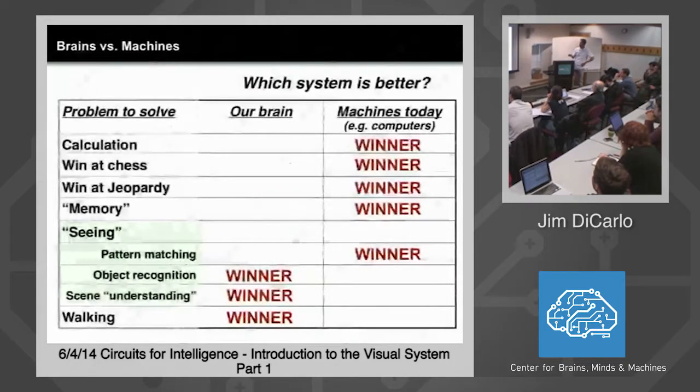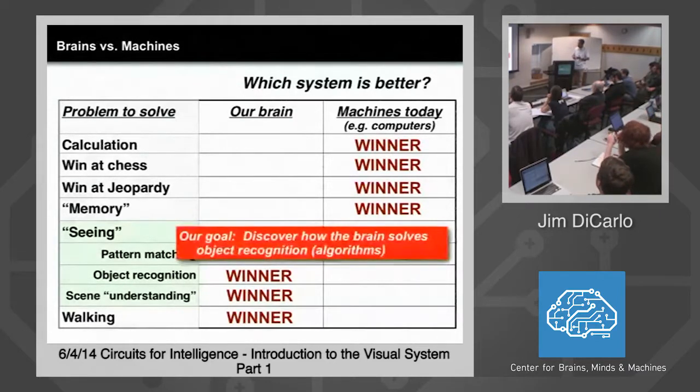So many of you are interested in complex tasks. Here is just one simple slide I put together on what I like to think about: what are our brains good at, and what are machines good at today. I'm not going to take you through all of these, but machines are better than us at a lot of things. In some things, like object recognition or general scene understanding, or even things like walking, machines are not as good as us.